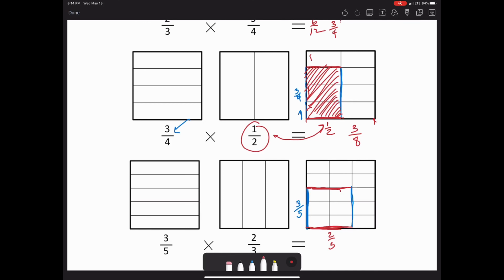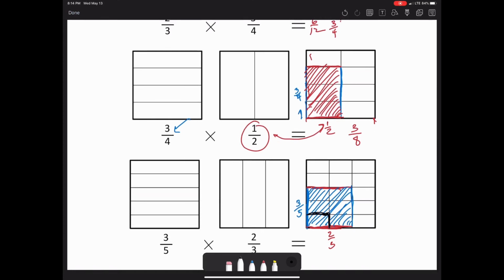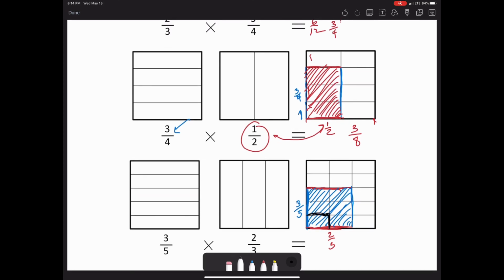And then, I'm interested in just the rectangle. If I look at the parts that this makes, these parts here, if I want to know what size these pieces are, I have to take it in the context of the entire whole. So there would be 15 of them that would make one whole. So these are going to be 15ths. And there are 6 of those 15ths in this rectangle. So the answer is 6/15.